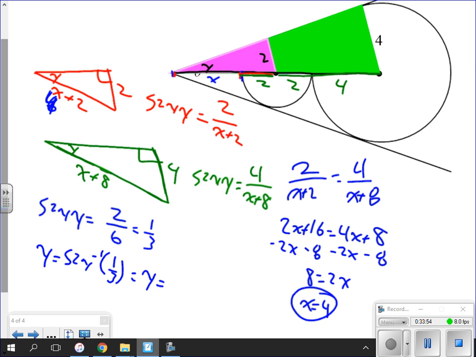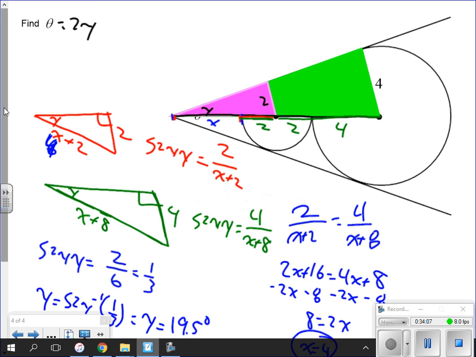So y equals 19.5 degrees. That's what I got, 19.5. Yeah. Did that give me my answer? No, because what I need is theta, which is 2 times that, which is 39 degrees.